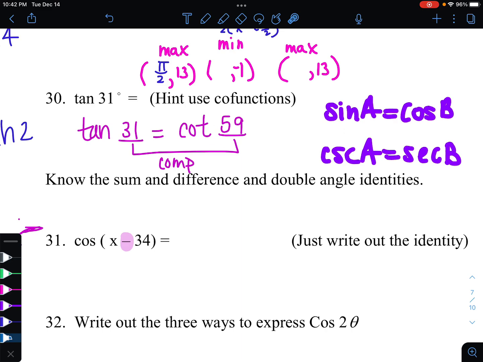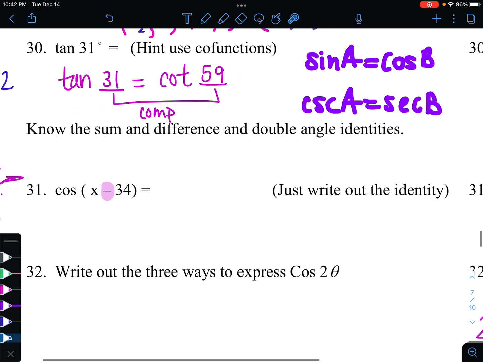These expressions are equal to each other when they're set up with their co-function pairs and when the angles are complementary. So this allows us to rewrite expressions that we wouldn't know how to evaluate without a calculator in a different function that might be more useful to us. So I just wanted to make sure we touched on that.